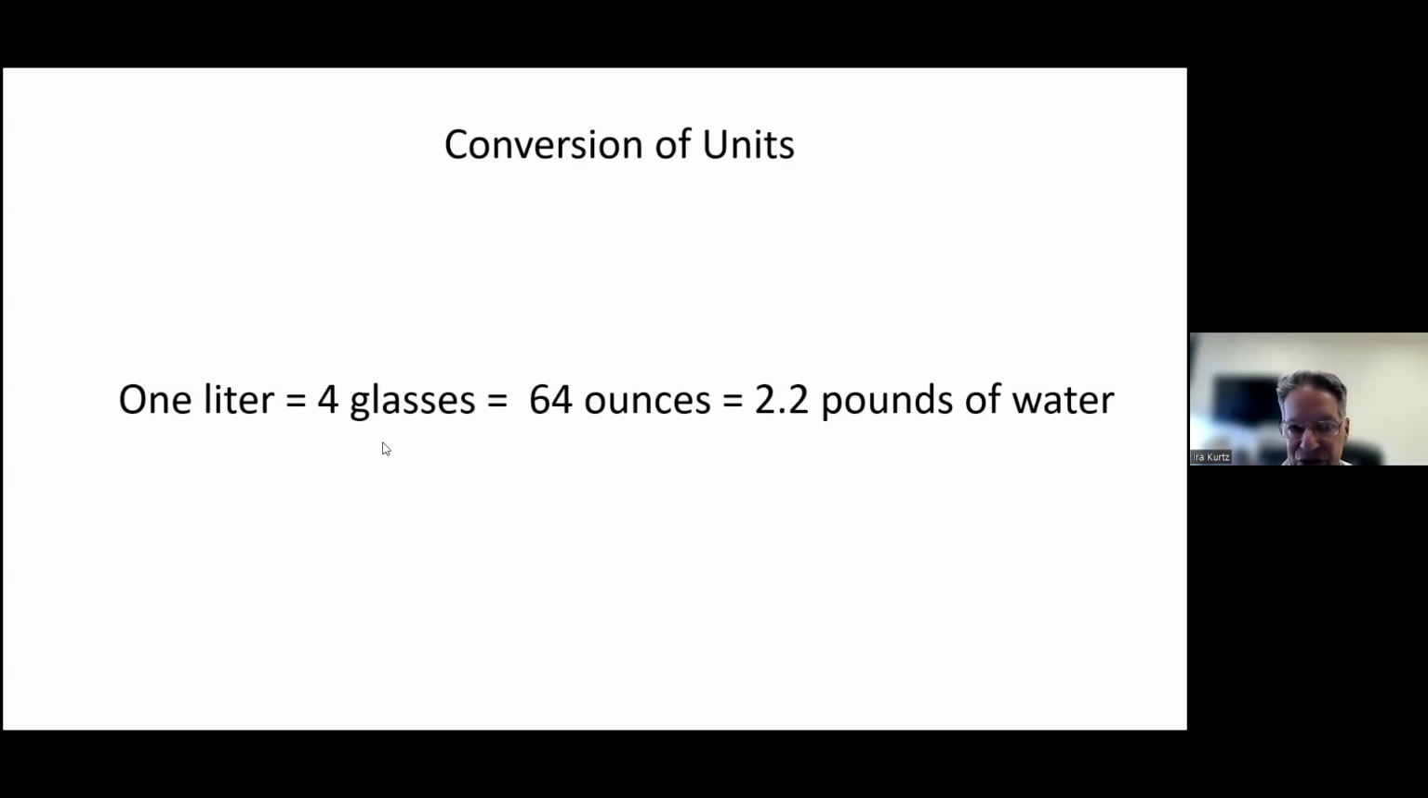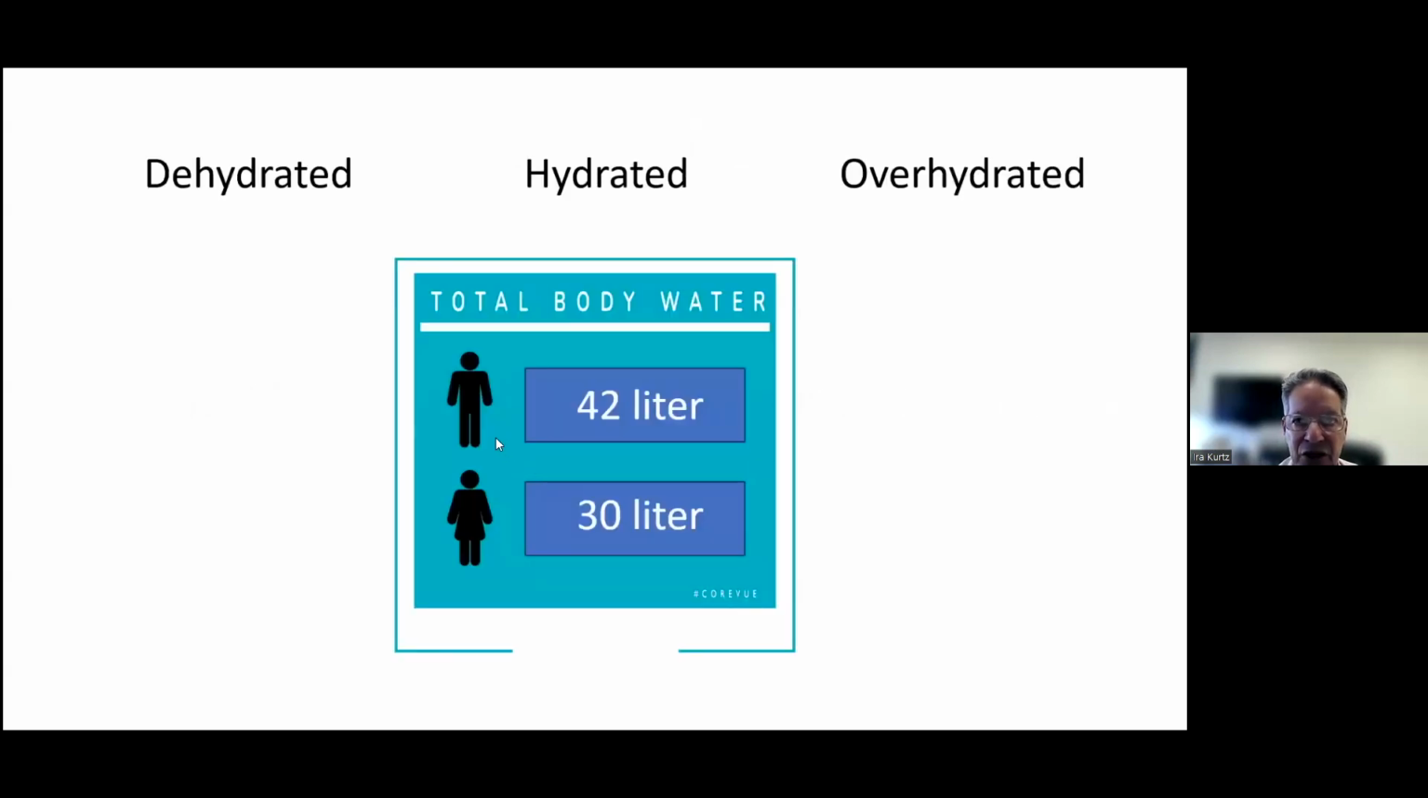Okay, but that just gives you an idea. In medicine, we tend to think of liters. So let's now take an average man and an average woman. As I said before, an average man has about 42 liters, 60% times 70 kilos is 42 liters of water in his body. And the average woman is 30 liters.